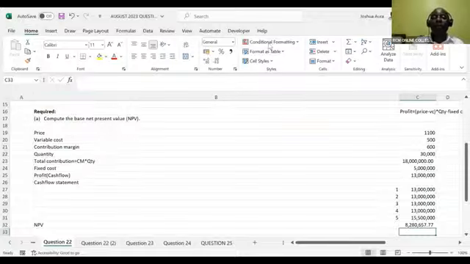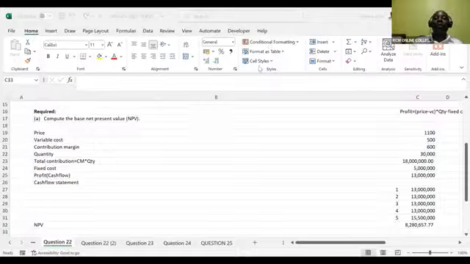Are you guys now able to get this figure? Are we able to get this figure, all of us? They're saying yes, which is very good. Very good, very good, very good.